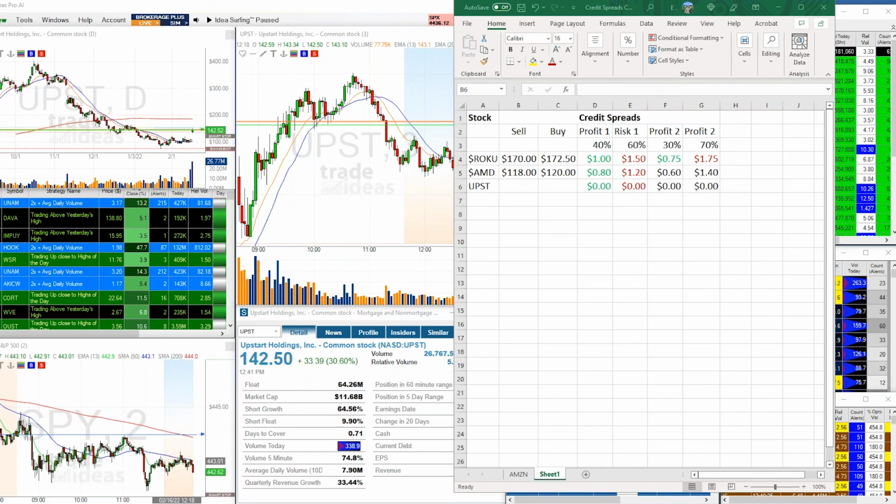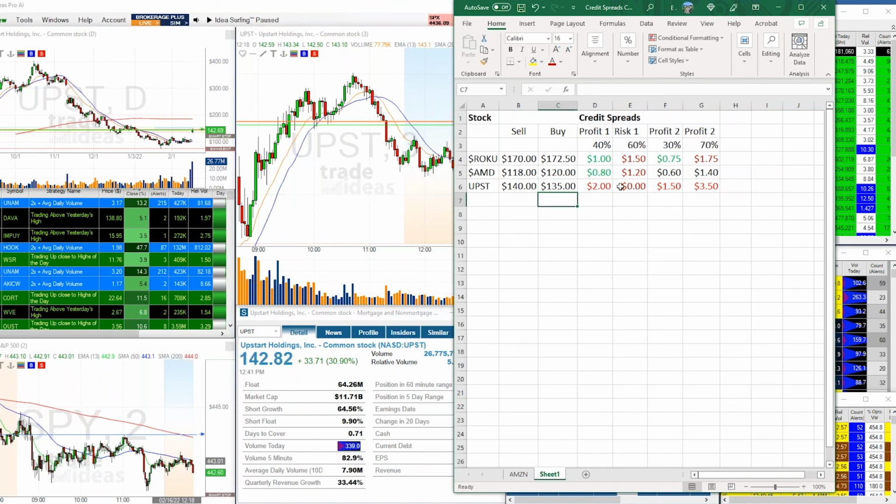Say, earlier, 140, 145. So we do 140. We do a put spread, right? So we would buy closer to the price and sell far away from the price. So let's say we do 145, 140, 135. We would sell 140 and we would buy 135.